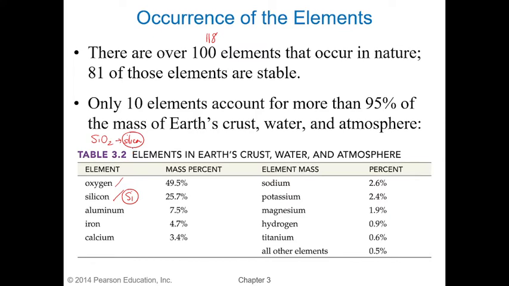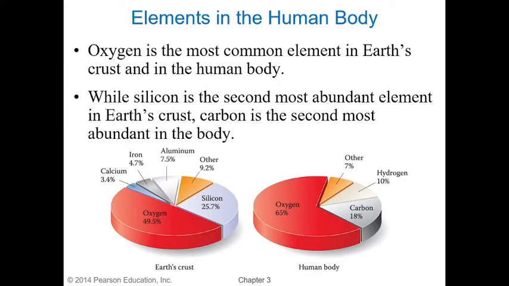Di ba? Ang ating classification ng Earth kasi in our planetary definition ay siya ay rocky planet. So, dapat it's made up of rocks. And those rocks are made up of silicon. So, we have also aluminum, iron, calcium, potassium, sodium, magnesium, hydrogen, titanium, and other elements. So that is for the atmosphere, the water, and the crust of the Earth.